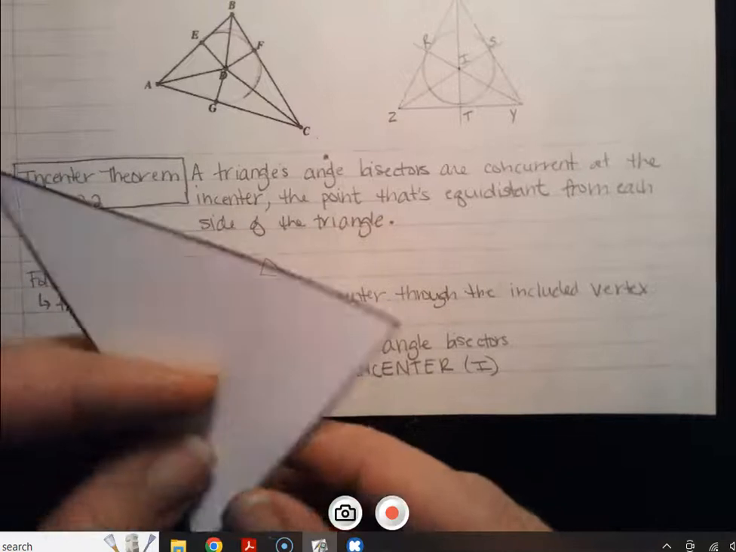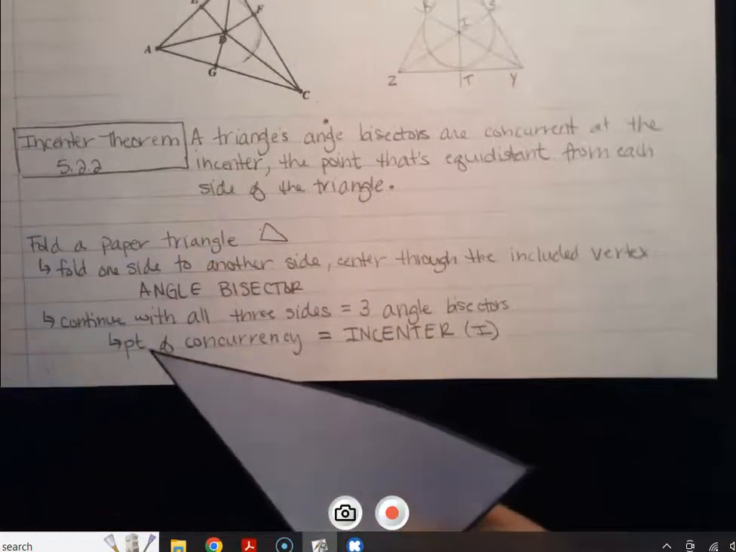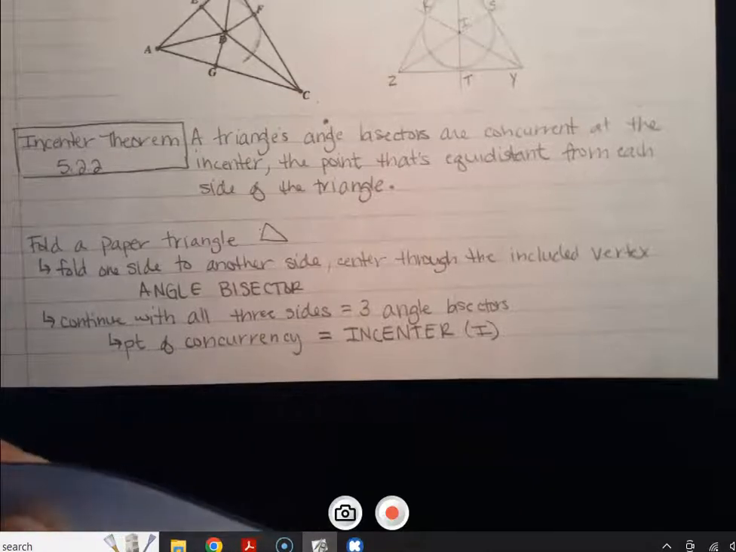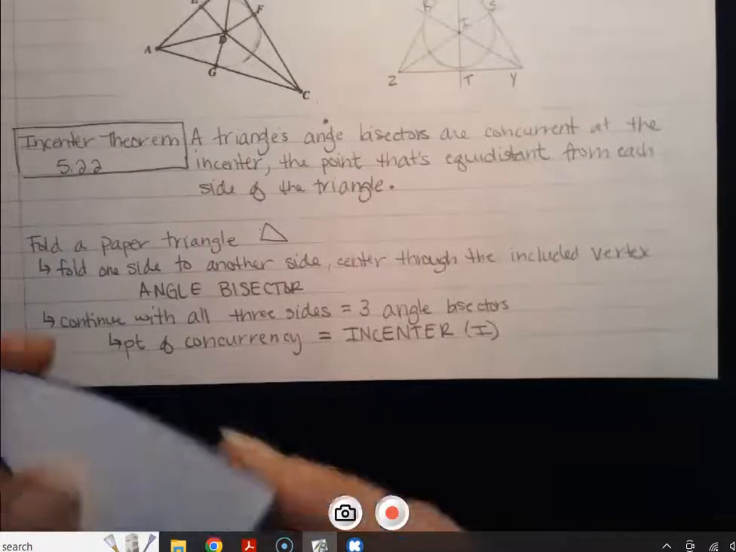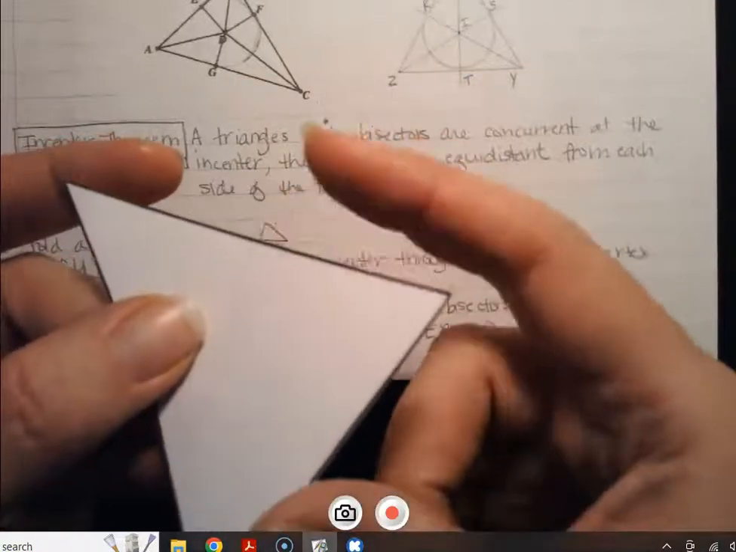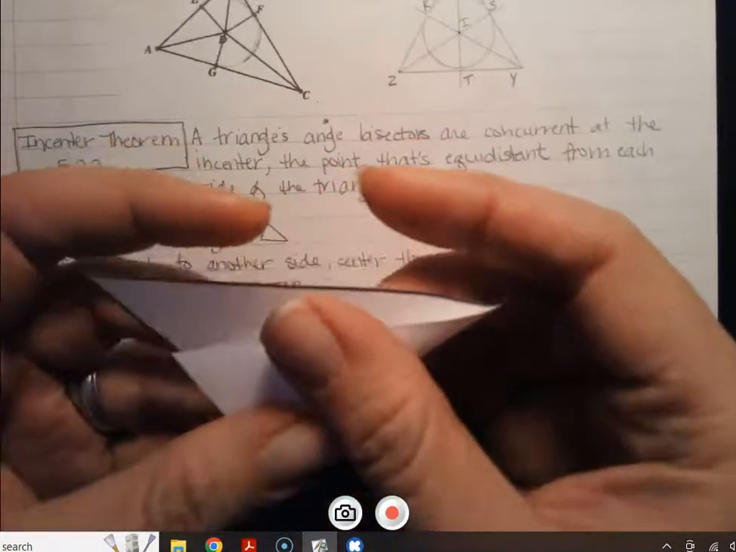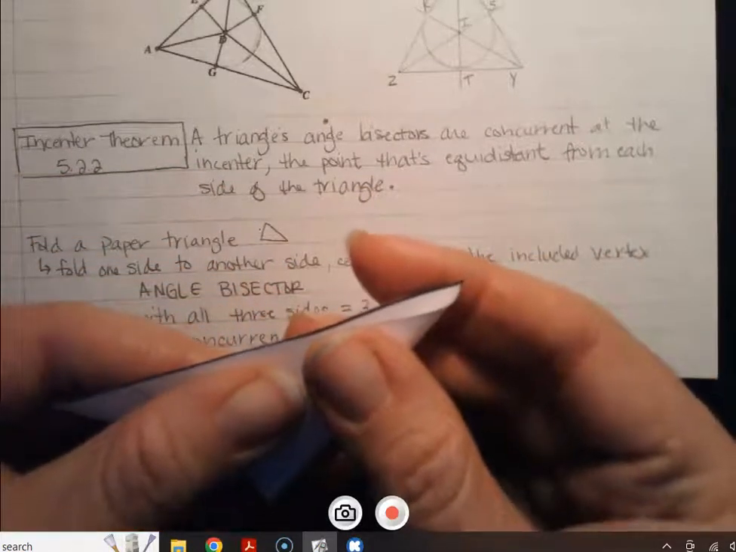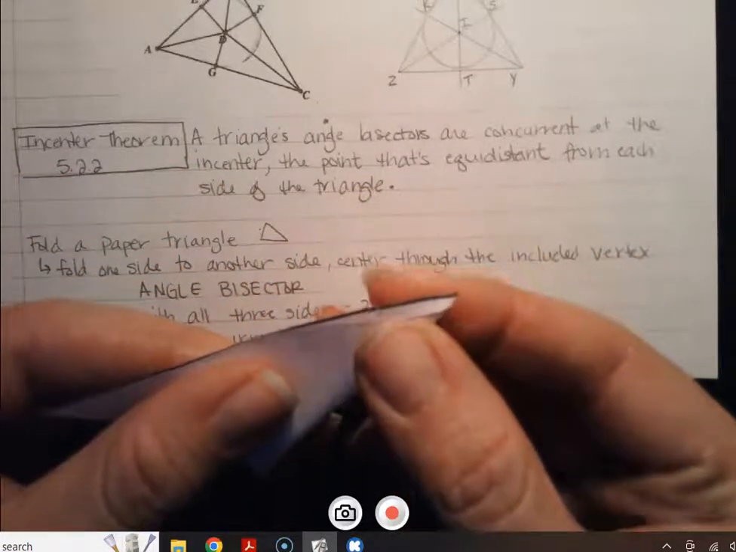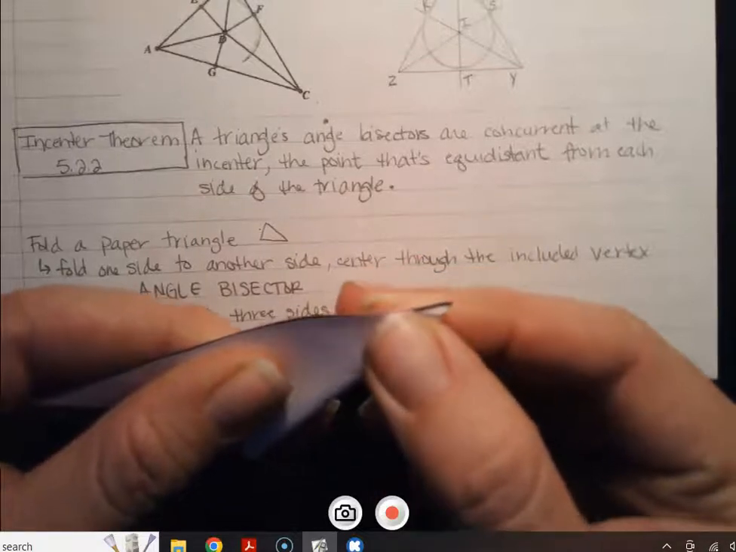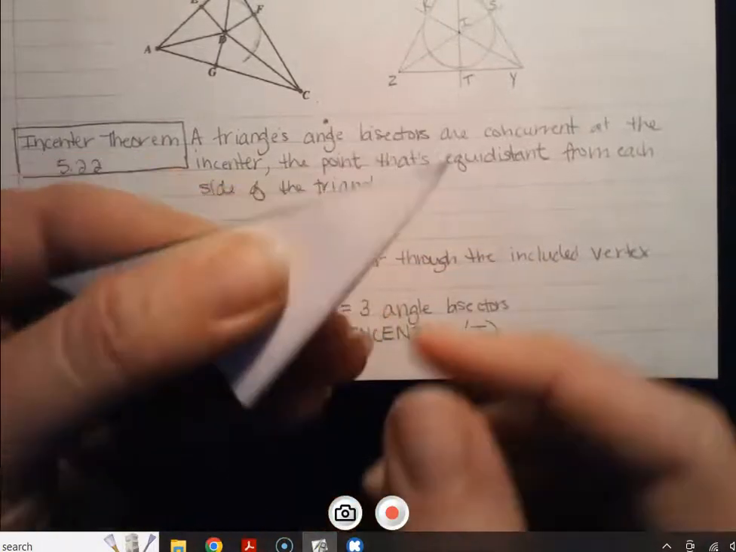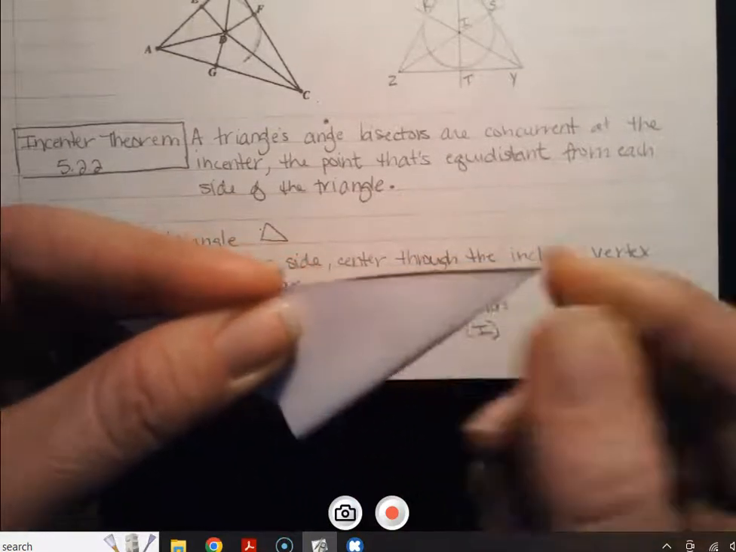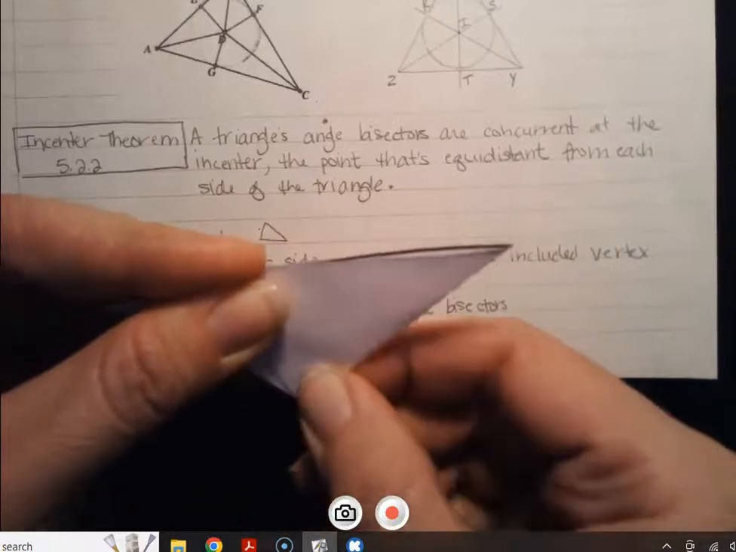So to fold our paper triangle today, we're going to fold one side to another side, but you have to center it through the included vertex. So we're going to fold these two sides together, because we want it to be centered through the vertex. This is slightly different than yesterday where we were aligning the base. This time we're aligning the legs of the angle.